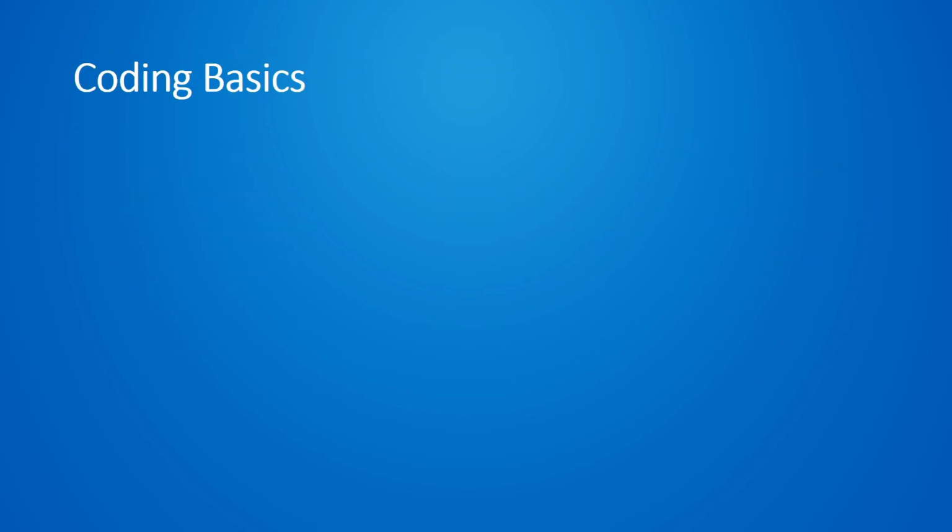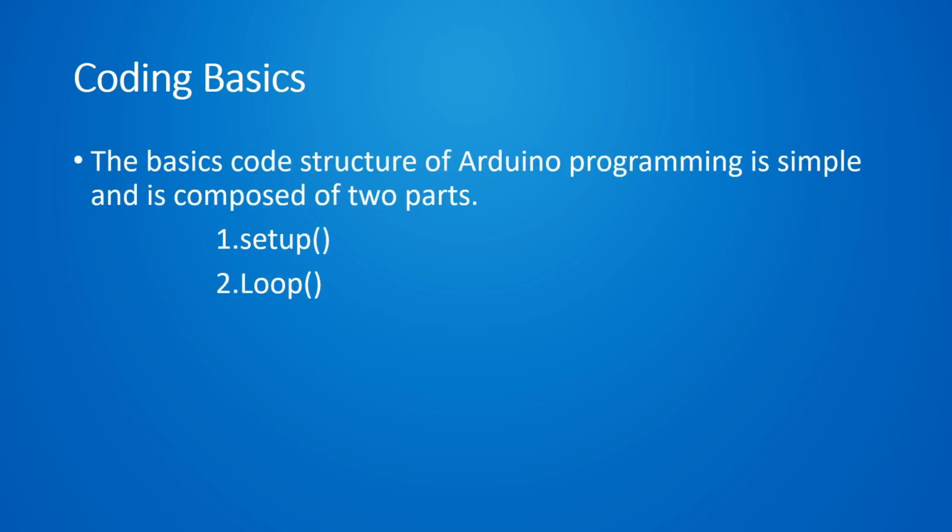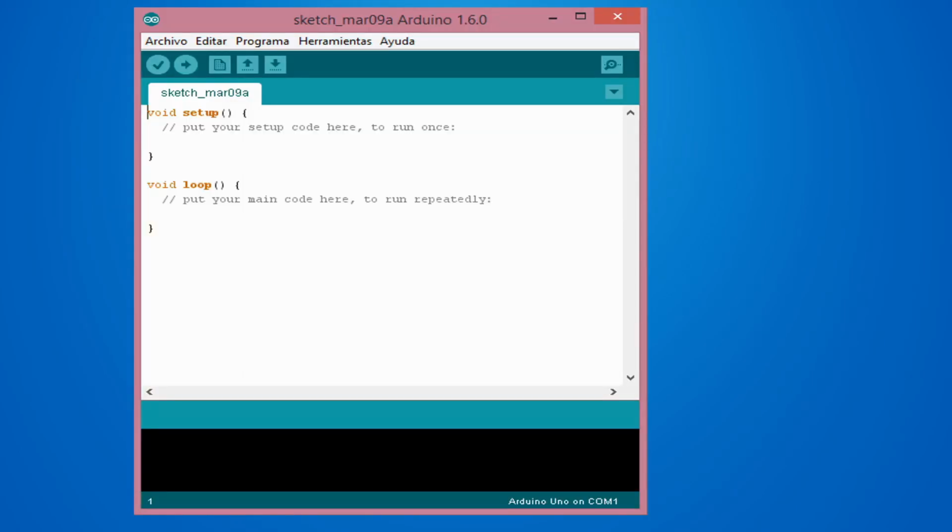Coding basics. The basic code structure of Arduino programming is simple and is composed of 2 parts. Number 1 is setup and number 2 is loop. You can see the figure here, the void setup and void loop functions. This is how it looks. The setup method is run once just after Arduino is powered up, and the loop is run continuously afterwards.